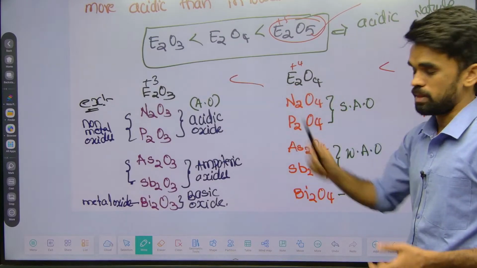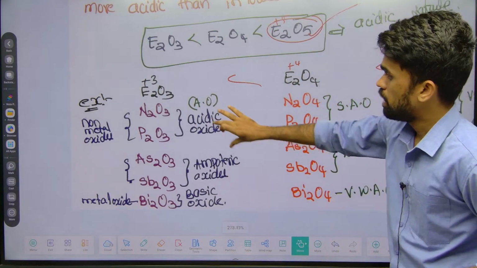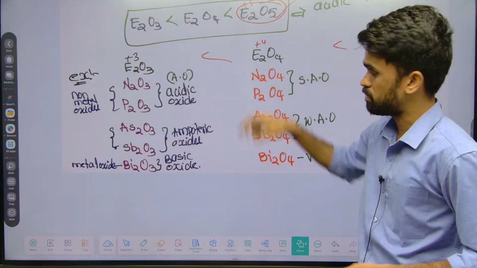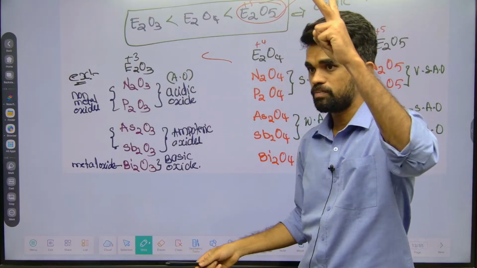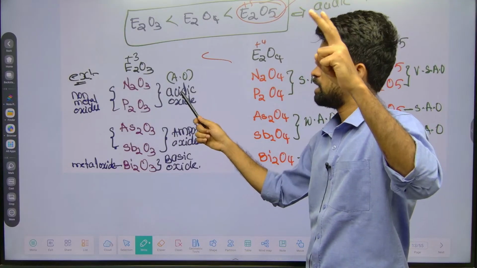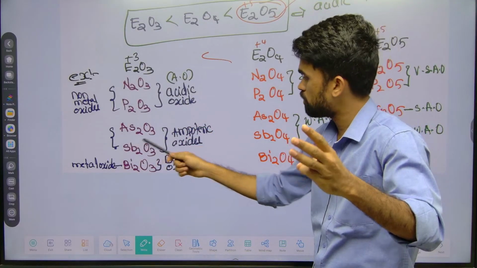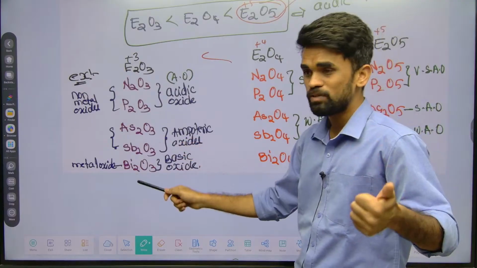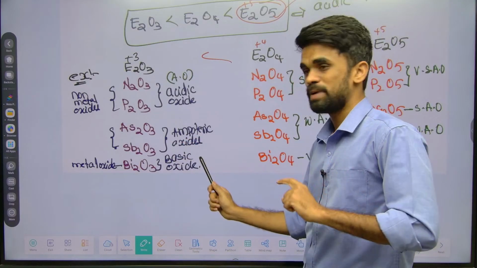Like this you can say. Okay. Next, you need to make the list of these oxides. First two are non-metals now. Nitrogen, phosphorus, they will form acidic oxides. Next two are forming amphoteric oxide. Last one is metal, forms basic oxide.